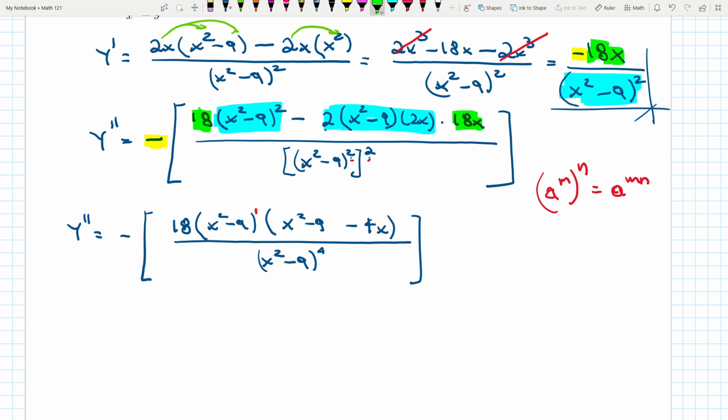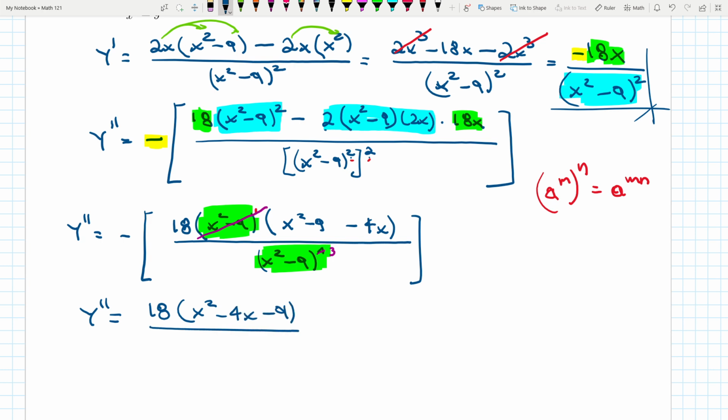And over here, let's see. I'm going to highlight this with green. Highlight this with green. Because see what's going to happen. In this case, because these are common factors, we can cancel this 1 power of x squared minus 9 with 1 over here to end up with 3. Also, y double prime, that's going to be 18 times x squared minus 4x minus 9 divided by x squared minus 9 to the 3rd power.